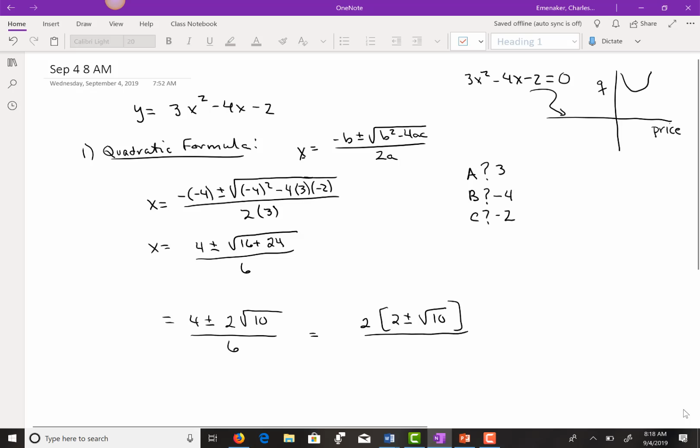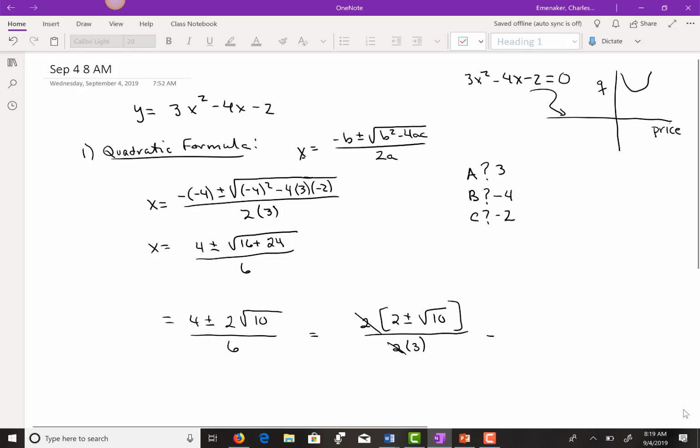The whole thing over, I'm going to factor out the 6. 6 is 2 times 3. Does that make sense, what I just did? The 2 in the numerator is multiplied times everything in the numerator, isn't it? The 2 in the denominator is multiplied times everything in the denominator. What can happen to those 2's? They will cancel.